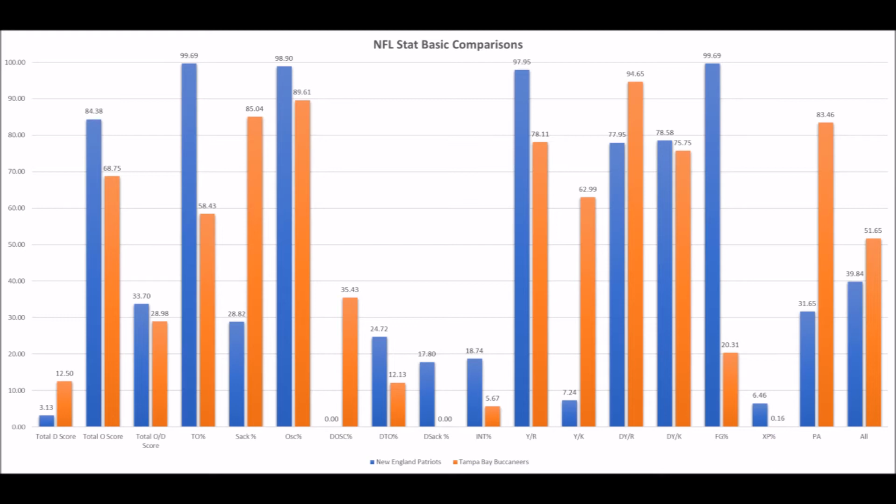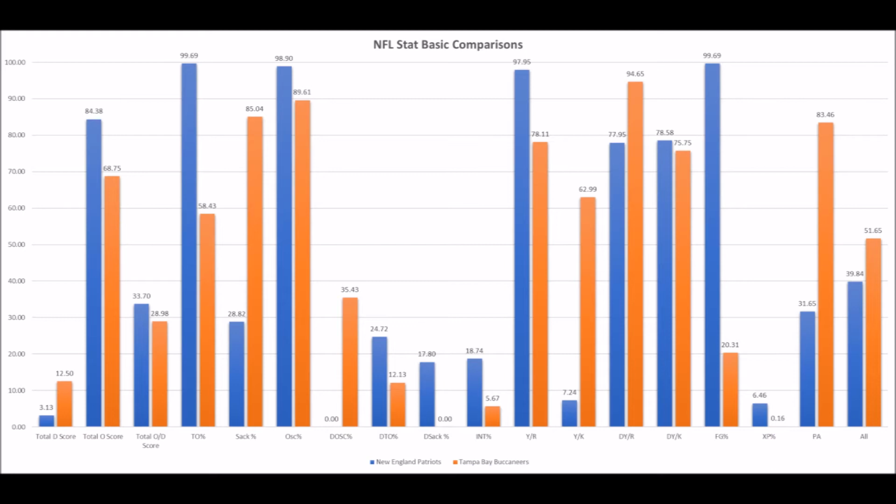Turnovers have been more in favor of the Patriots. Sacks have been a little bit more in favor of the Patriots. The Buccaneers have actually been one of the worst teams, if not the worst team in the NFL when it comes to creating sacks as a defense. And then, of course, you have interceptions, which favor the Patriots. So both these defenses are just not very good. There's no other way around it.